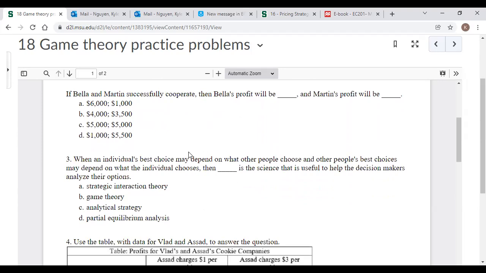When an individual's best choice may depend on what other people choose, and other people's best choices may depend on what the individual chooses, then blank is the science that is useful to help the decision makers analyze their options. I'll just tell you guys outright, the answer is game theory.